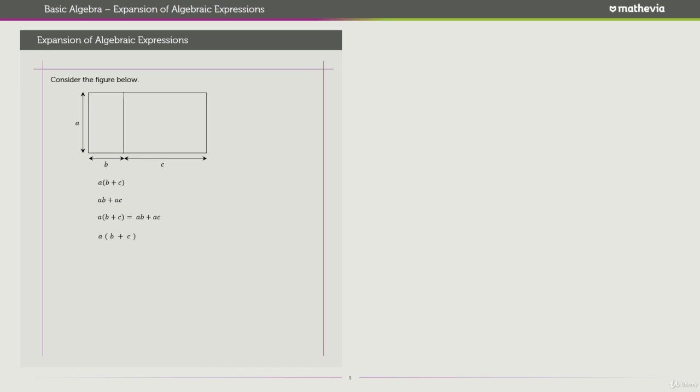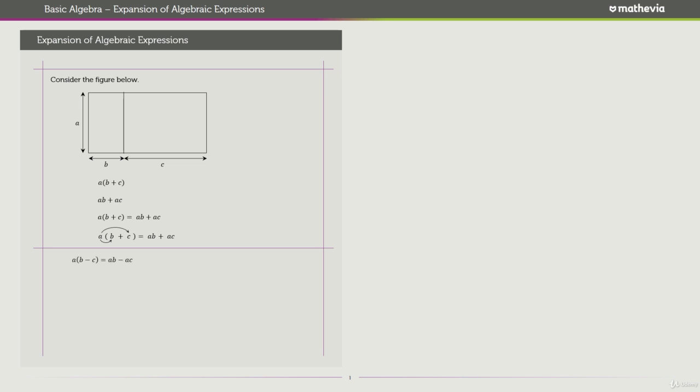So you have A multiplying B plus C. You basically say A multiplying B will give you AB, and A multiplying plus C would give you plus AC. And that's it. That's pretty much what we would be learning about in this lesson. That's the basic idea, basically distributing algebraic terms.